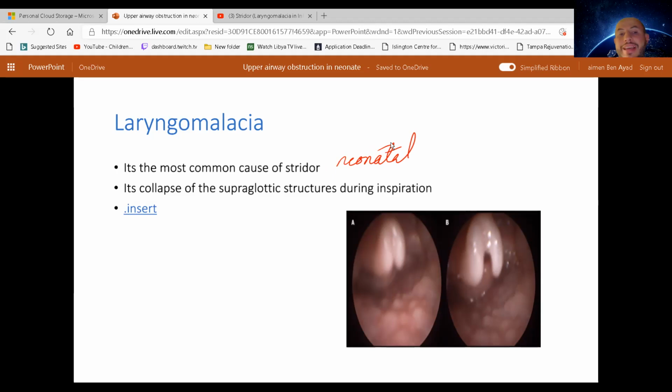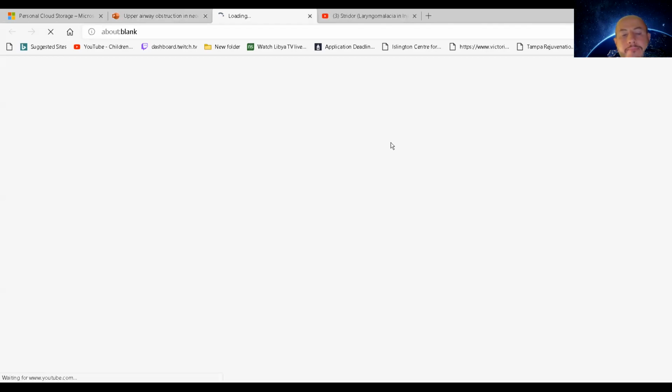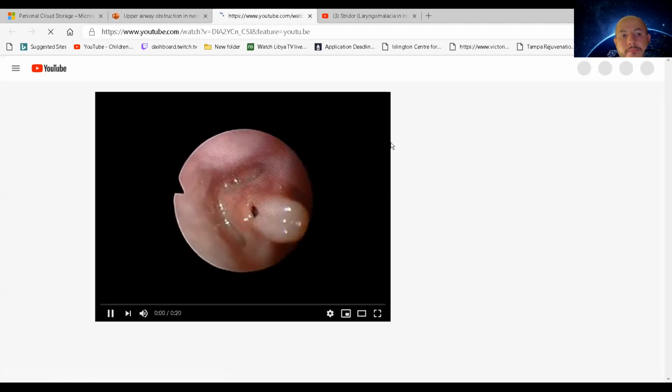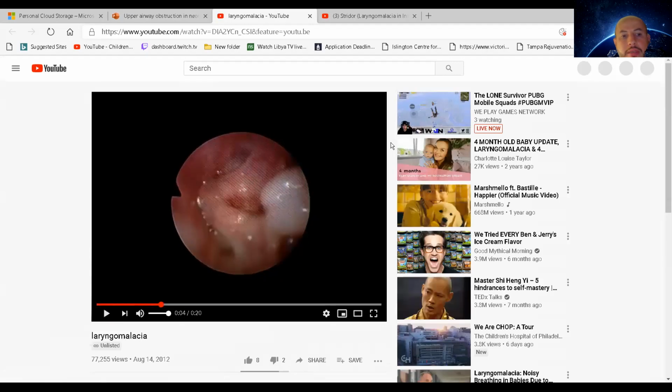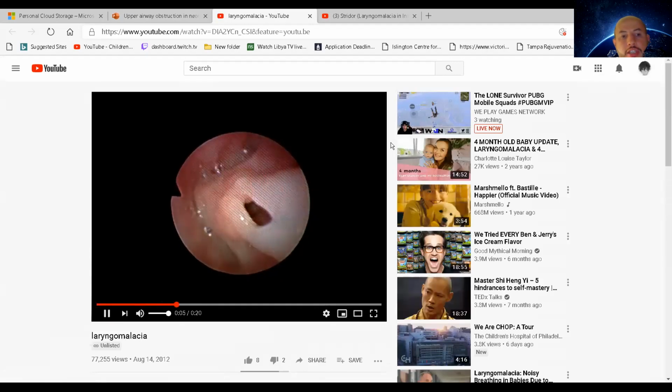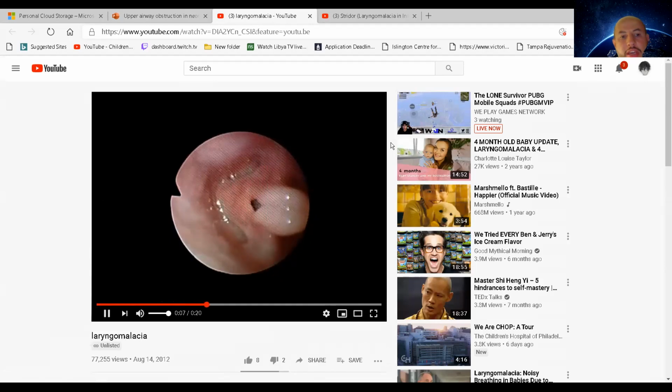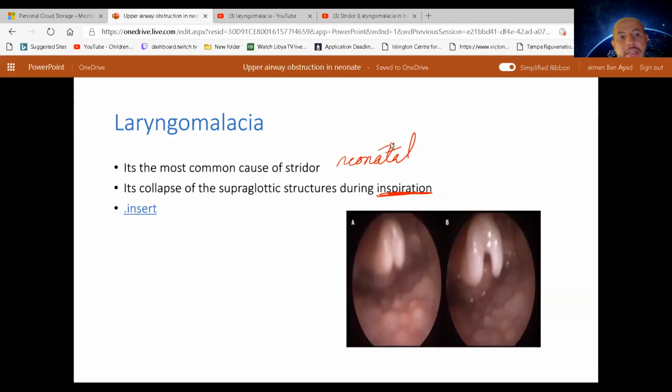It happens during inspiration. Let's see. You can see here, open, inspiration, expiration, inspiration. You see the omega shape, how severe it is, and how it can be a complete obstruction. You can see there is no way for airflow during inspiration. That's very, very good. That's the laryngomalacia. Okay, very good.